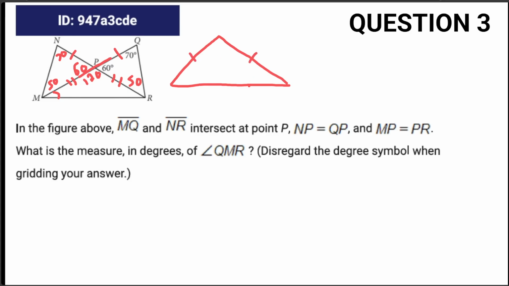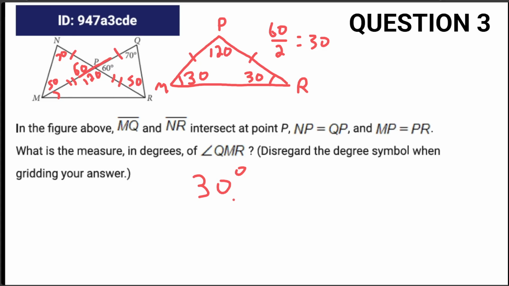They seem to like them. And so that would be MPR here. MPR. And we know that this is 120 up top. And then once again, we know this and this are equal. And so what we have left over is 60 divided by 2 equals 30. We know that this is 30 and this is 30. So our angle we were looking for, QMR, would be equal to 30 degrees.